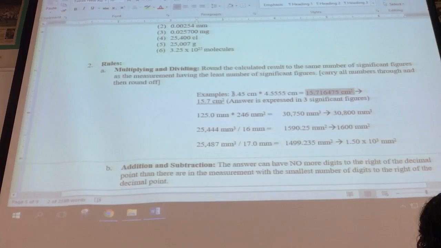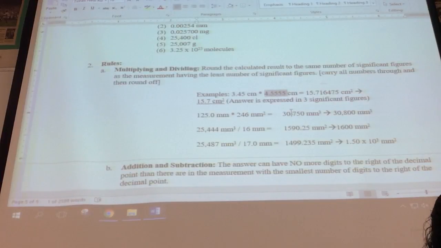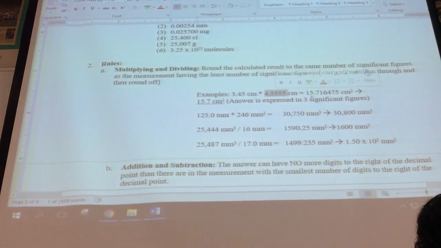Now, I look at the quantities provided. This one has how many sig figs? 3 is correct. This one has how many sig figs? 5. Therefore, my answer has to be in 3 sig figs because you express it the same as the one with the least number of sig figs. So I have 15 point, the 7 is followed by a 1, which is less than 5, so I round down. So I have 15.7 centimeters squared.